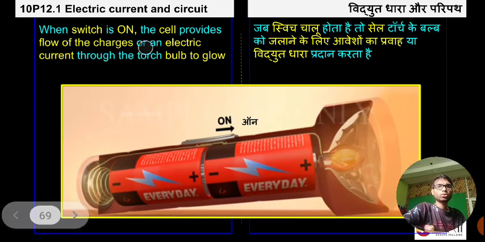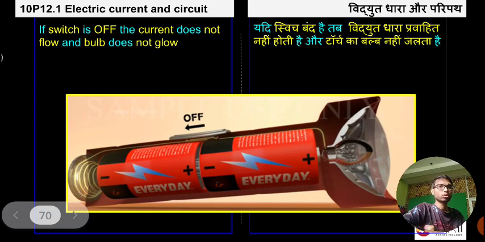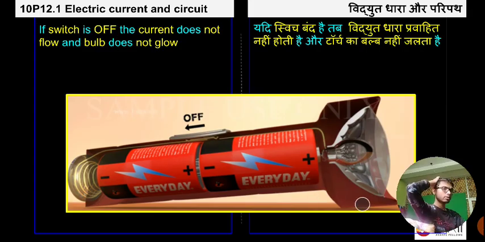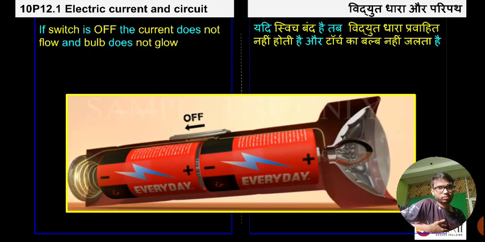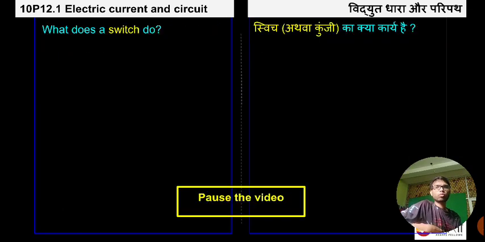When the switch is on, then the cell provides the flow of charges or an electric current through the torch bulb. If the switch is off, here we can see that it does not work. The current does not flow and the bulb does not glow. Yes, we know. The bulb will glow when electric charges flow. Now next, what does a switch do?